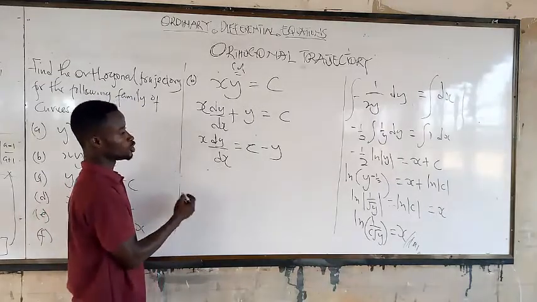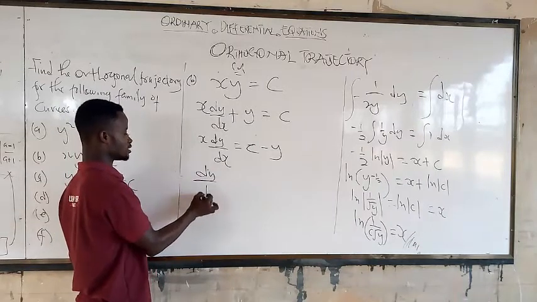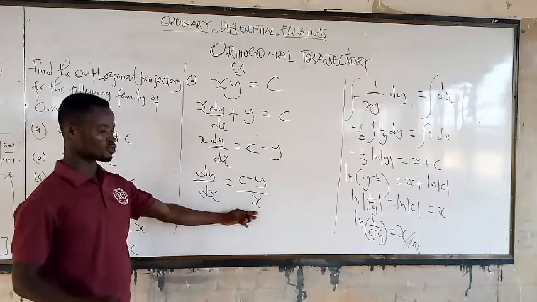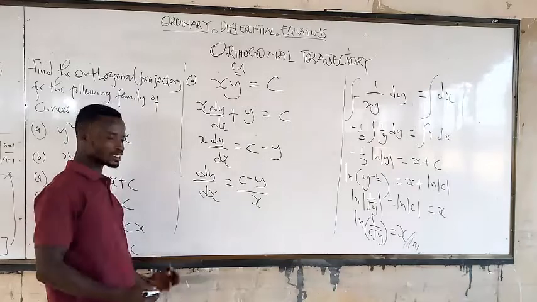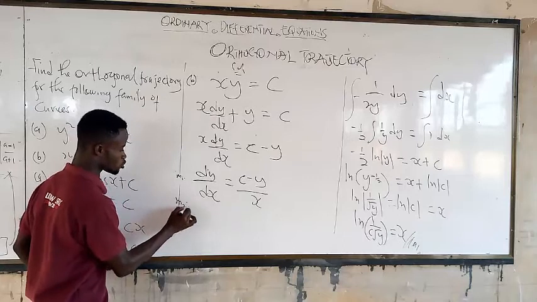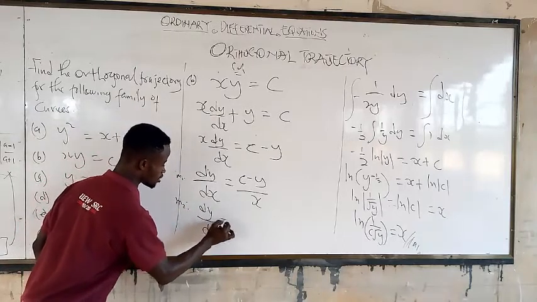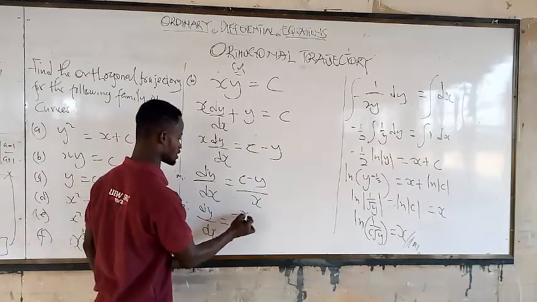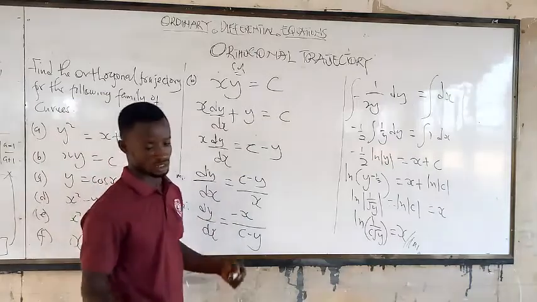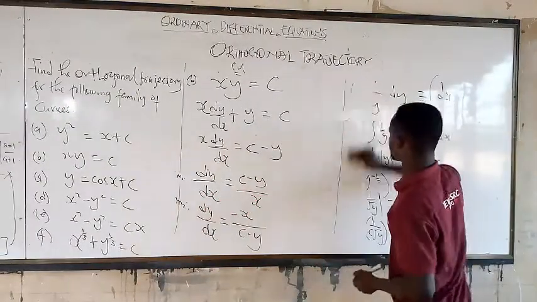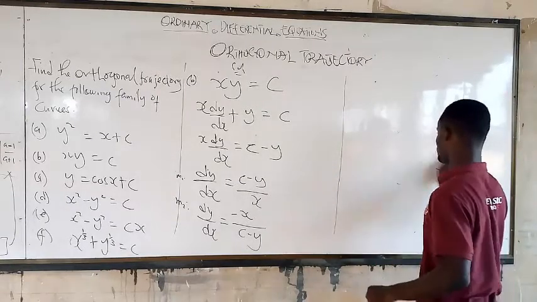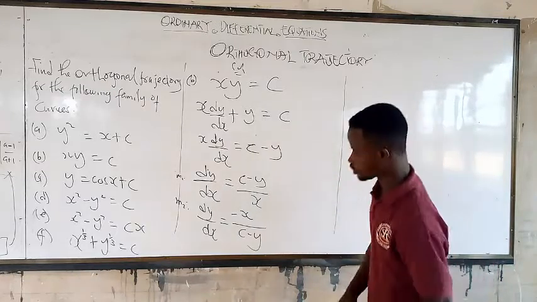Now, to make dy/dx stand alone, you divide through by x. So this is what we have. What we are saying is that to get to m2, this is just m1. So to get m2, you write dy/dx, then you take the negative reciprocal of this, so you get negative x over c minus y, the negative reciprocal. Then you resolve it with the idea of a separable differential equation.